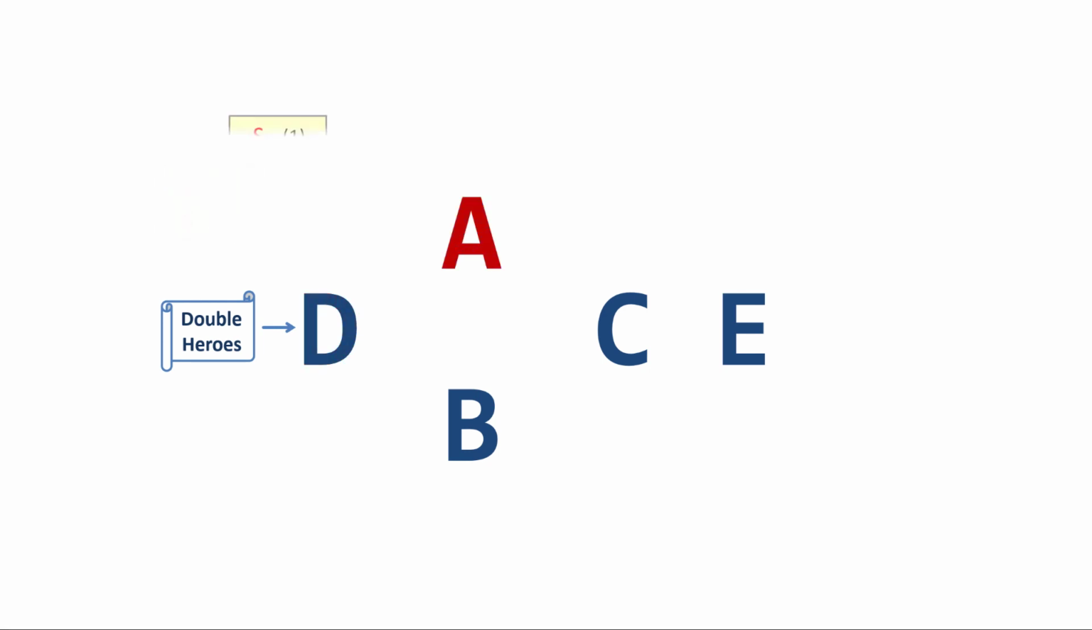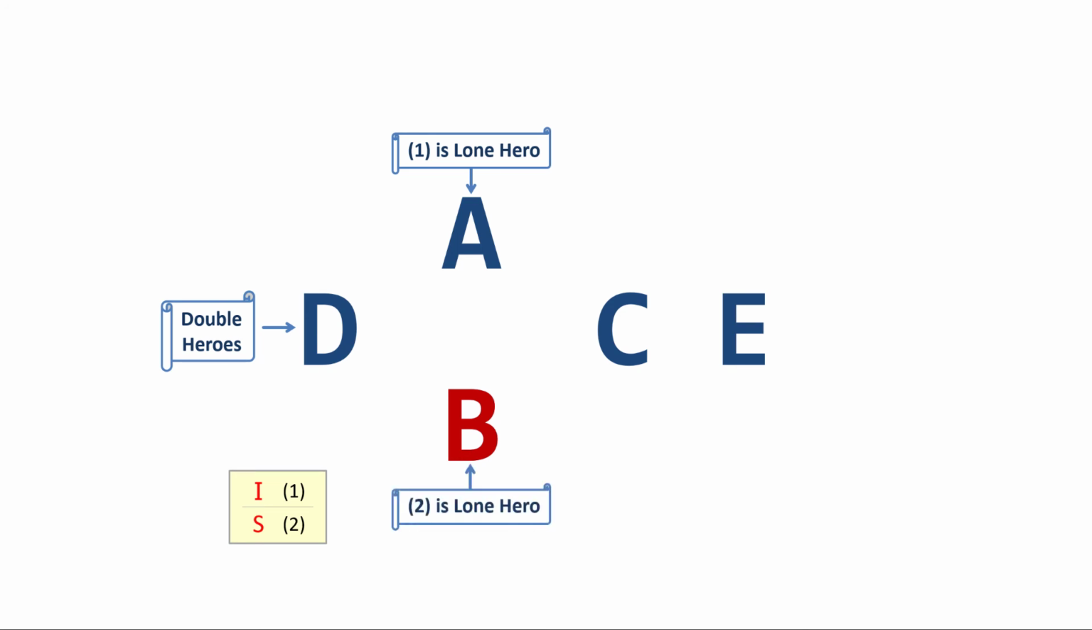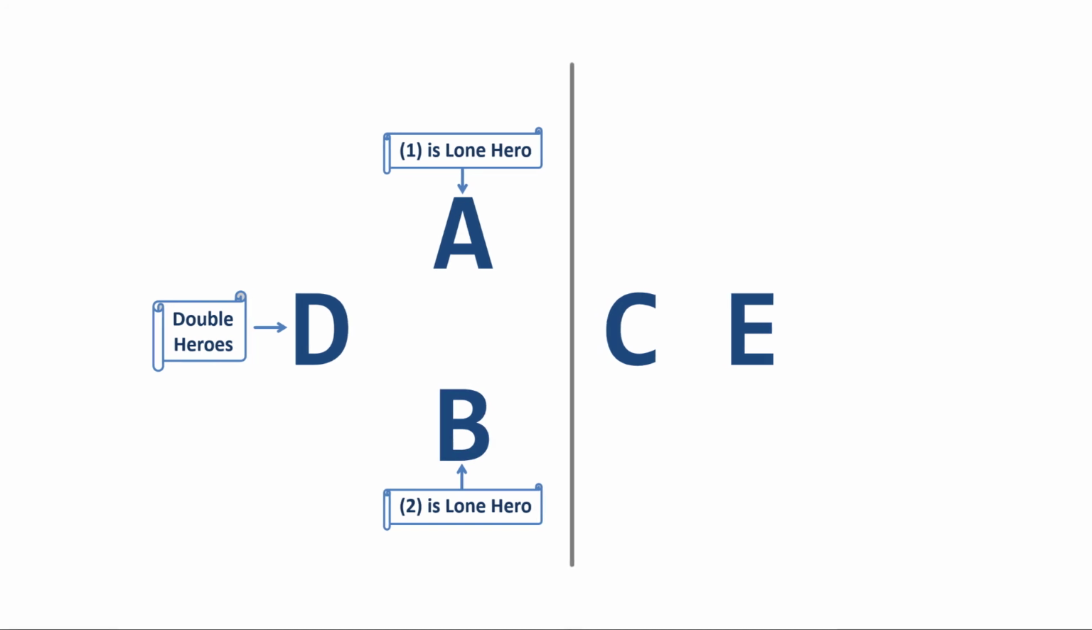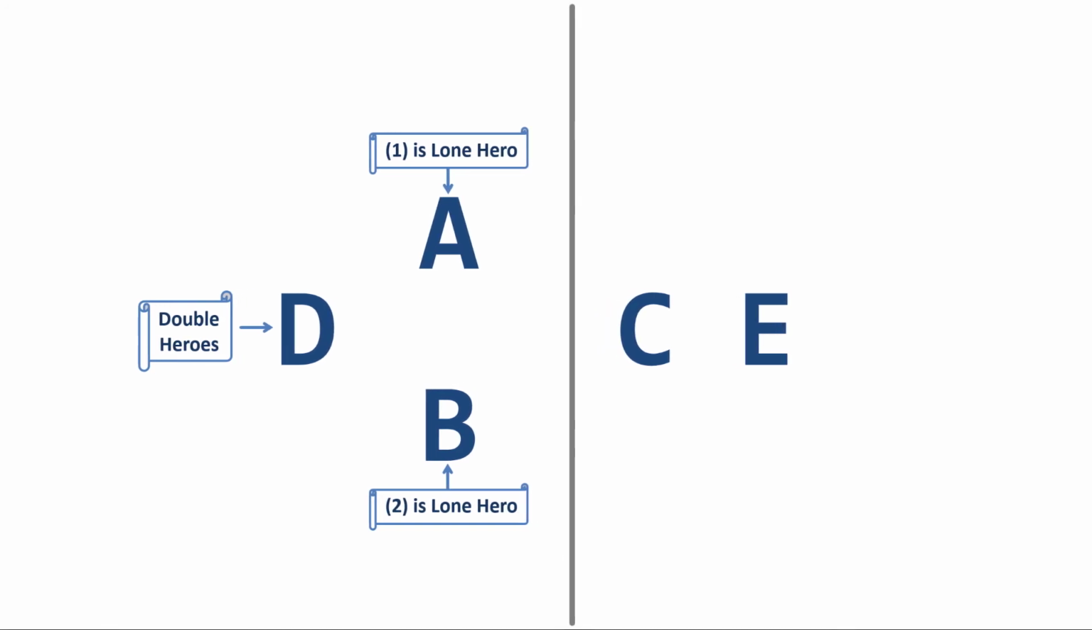A is where 1 is sufficient but 2 is not. Here, 1 is the lone hero. B is the mirror image of A. Here, 2 is sufficient and 1 is not, which means 2 is the lone hero. Finally, C and E stand apart from the other answer choices. Here we have entered a zone without heroes. In other words, for C and E, statements 1 and 2 are insufficient.